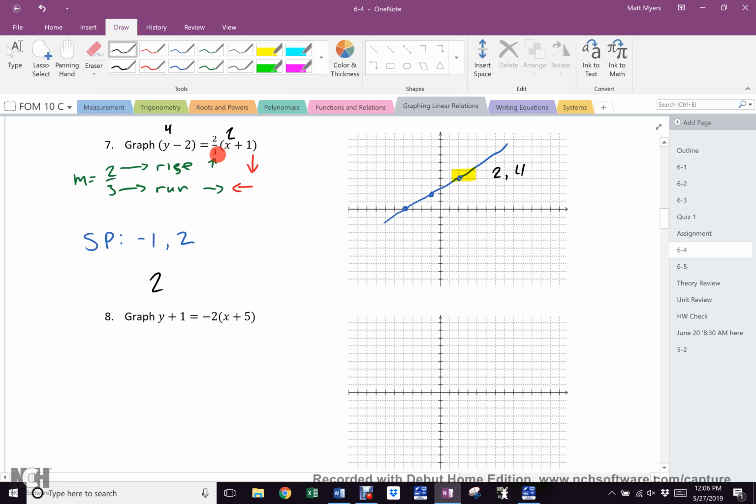What happens to the 3's? They cancel out. So what's left over here? Just the 2. Does 2 equal 2? So is it easy to check if I did it right? I take any other point and I use the x and the y.